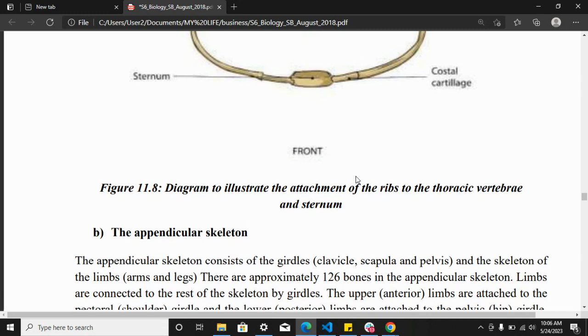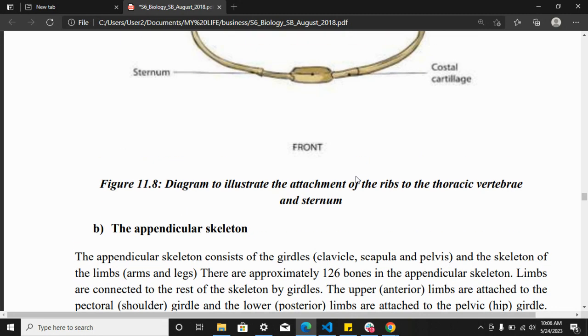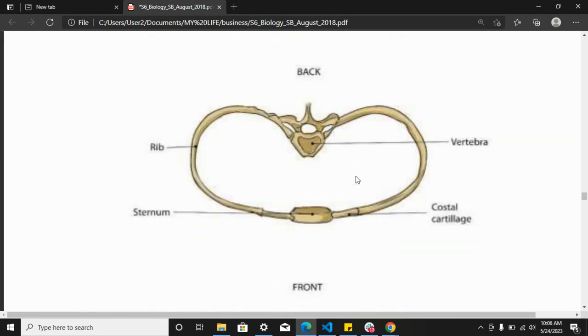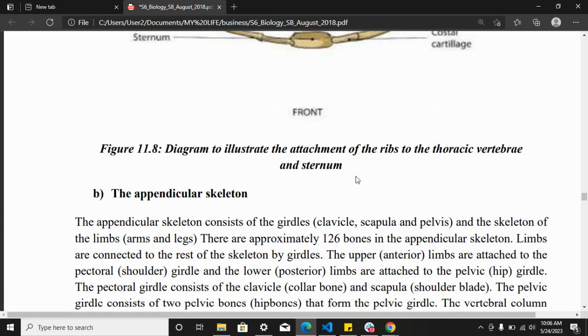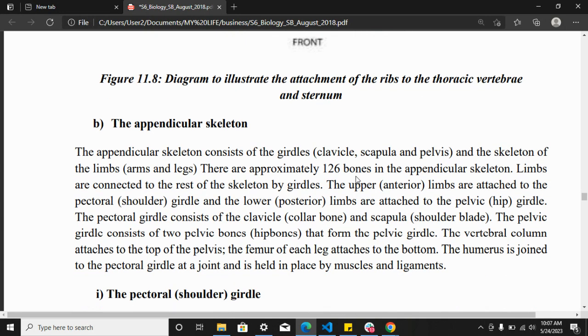So this is about how the ribs appear on the chest. They are attached to the backbone and the sternum at the same time, with one region in front and another behind. So then we have the appendicular skeleton.